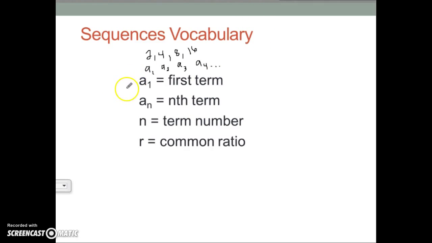So a sub 1 represents our very first term. A sub n represents the unknown term, the one that we're trying to find. N is our term number. So for example, if we wanted the 15th term, n would equal 15. And then a sub n, we'd have a sub 15 for finding the 15th term. And we already know r. R is the common ratio, so the number that's multiplied times each term.